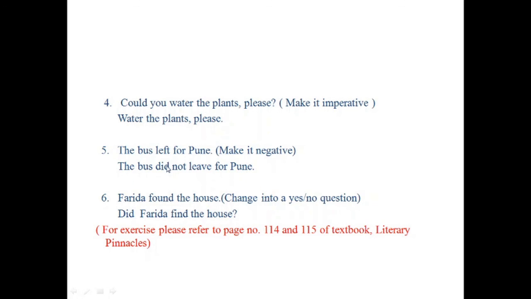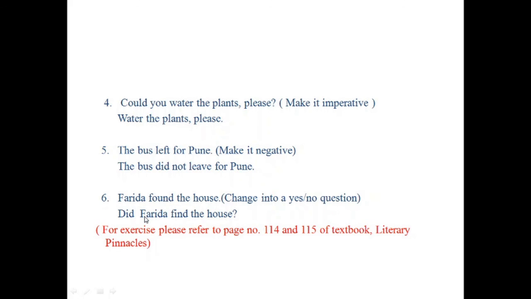Both the sentences are declarative sentences, assertive sentences. But where is the difference? The difference is between the positivity and negativity of the sentence. The first sentence, the bus left for Pune, is a positive declarative sentence, and the second sentence, the bus did not leave for Pune, is a negative declarative sentence.